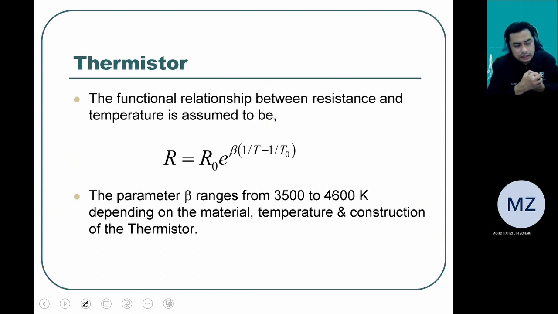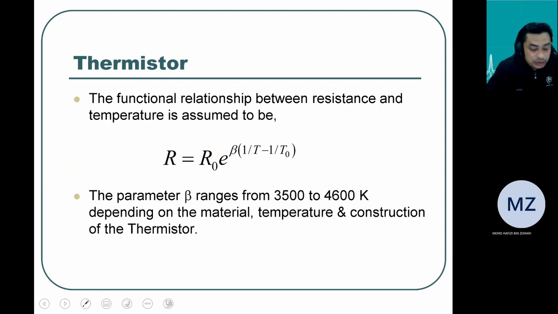So this is the equation for the thermistor. Easy. R is the resistance value that we want to look for, and R0 is the original value of the resistance. Beta depends on the curve. Different materials have different curves. Then we have the temperature T, and this one is the original reference temperature. Of course, the relation that we want to look at is how the resistance R relates to the temperature. If we are given all the values, we can simply calculate.